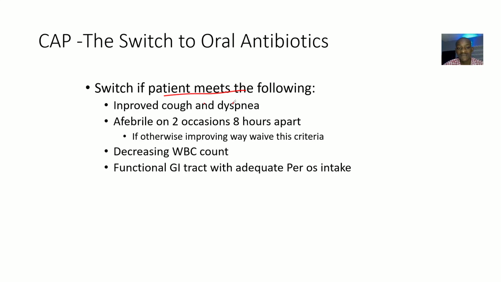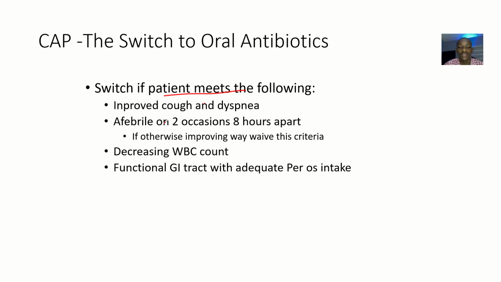If the patient is having an improved cough and dyspnea, improved cough means they have been coughing crazy, but the cough is now going down. Dyspnea is difficulty in breathing, so their difficulty in breathing is now going down. You can now switch to oral antibiotics because they are now getting better.